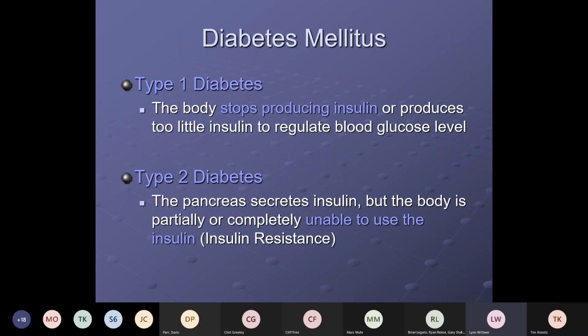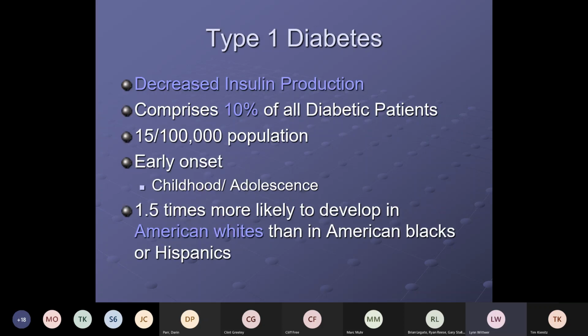Now, two types of diabetes. Type 1 diabetes, the body stops producing insulin or produces too little insulin to regulate blood glucose. In type 2, the pancreas still secretes insulin, but the body is partially or completely unable to use it. It has insulin, what's known as insulin resistance.